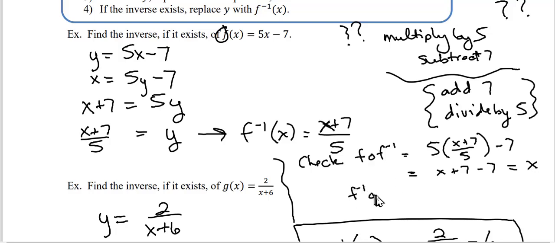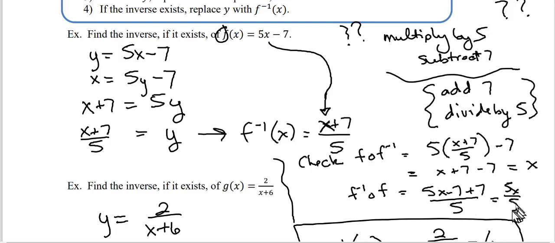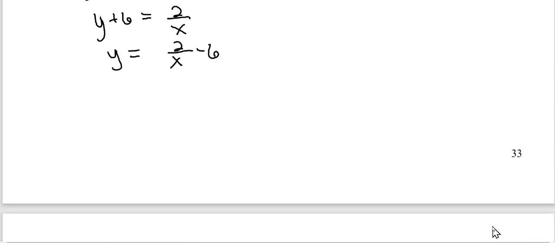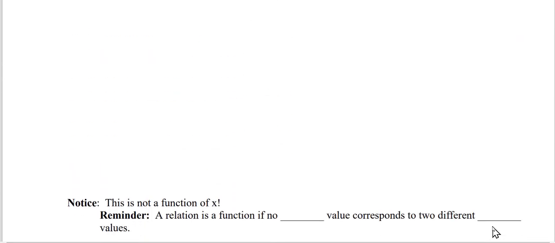You should check the other way too, where I see an x in f inverse, put f. So in place of this x right here, I am putting 5x minus 7, plus 7 and then over 5. That's 5x over 5, which is x. So indeed, we do get x when we do the composition both ways. Let's do one more here.